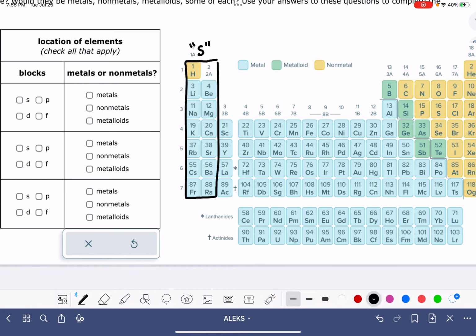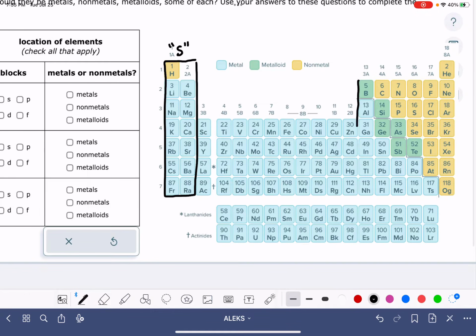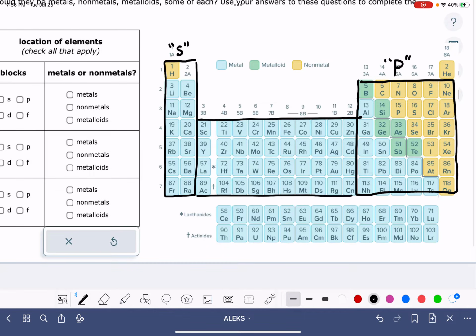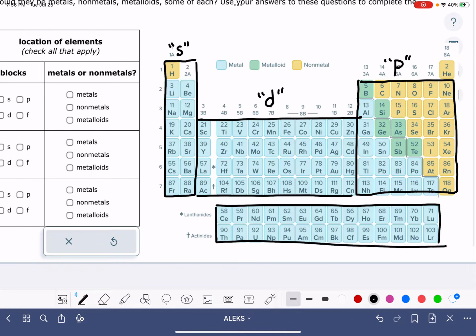in the S block. All of the elements over here, all of these guys, this is the P block. So any element in this area is a P block element. The transition metals are in the D block. And then last but not least, the lanthanides and the actinides are all in the F block.